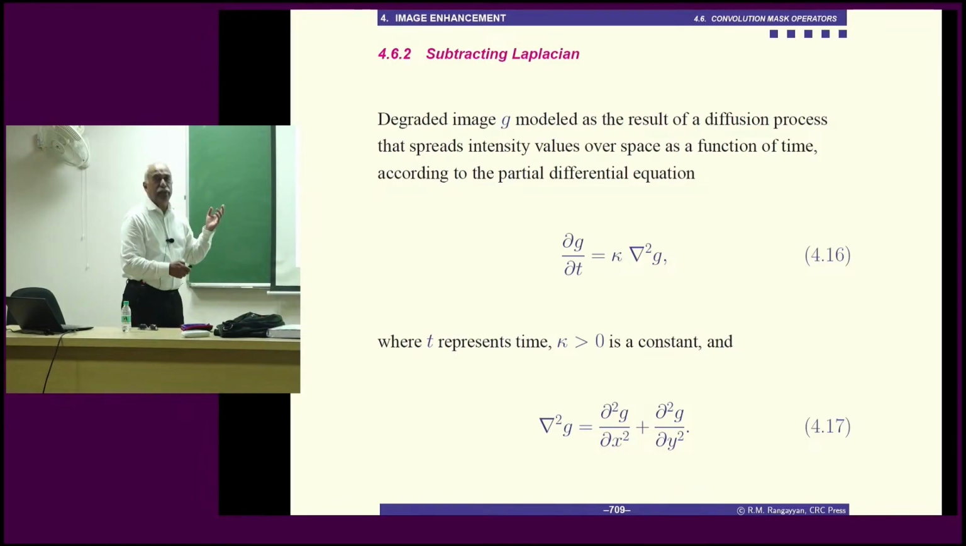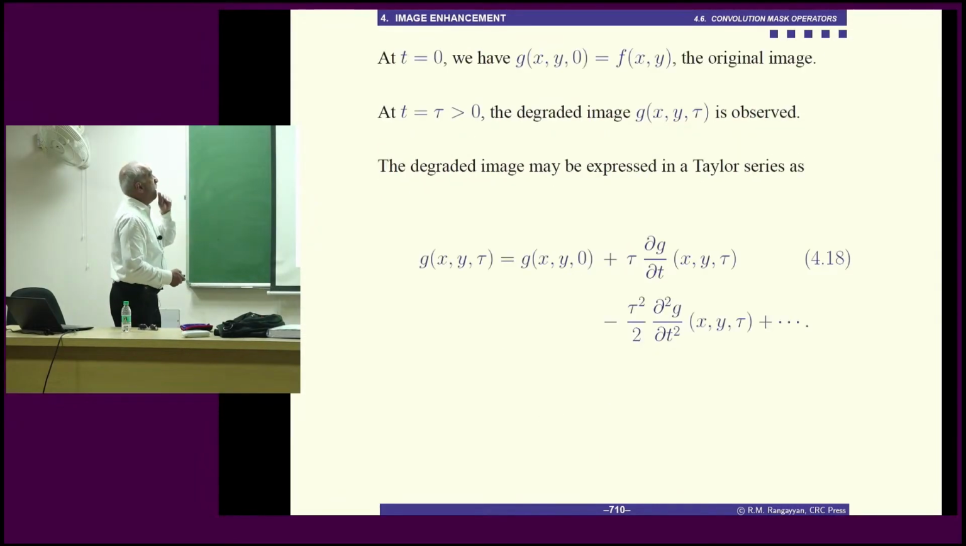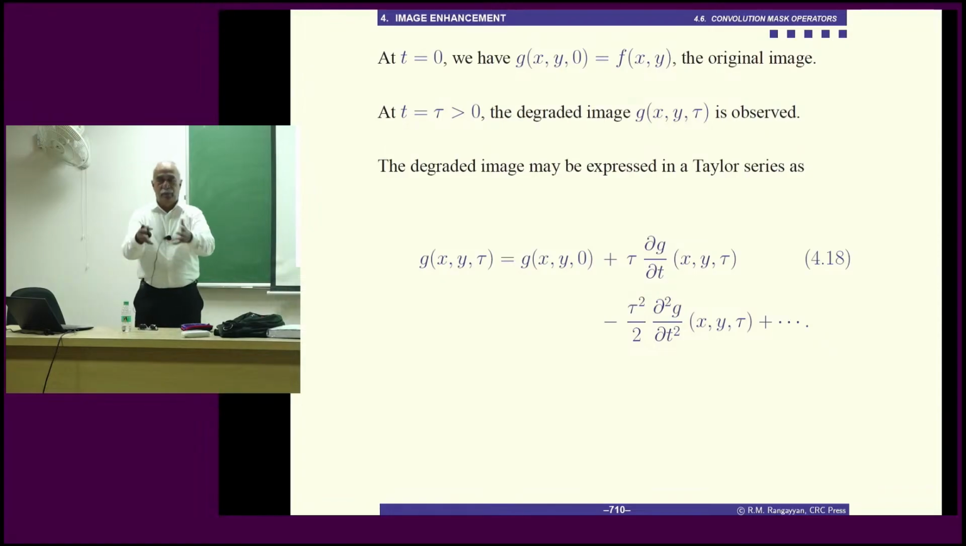There are some other nonlinear models. At t equal to 0, we assume that g(x,y,0), this is time 0, is f(x,y), the original image. We don't have that. We took the picture sometime later. It's become blurry. So at t equal to tau greater than 0, the degraded image g(x,y,tau) is observed.